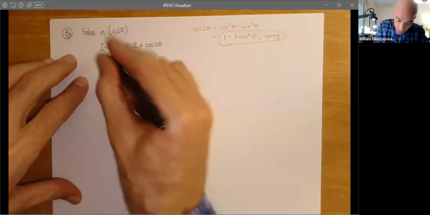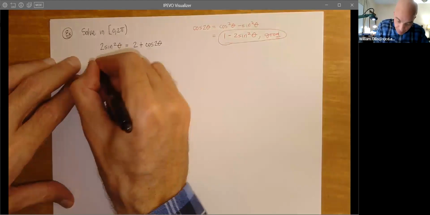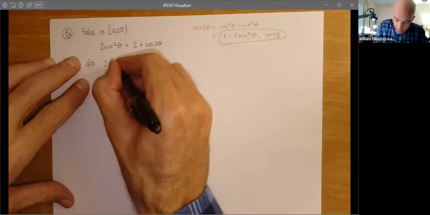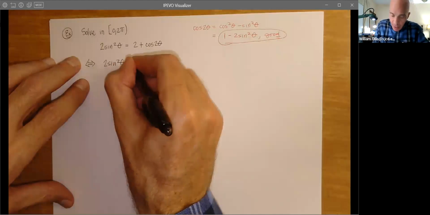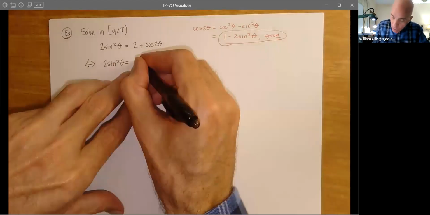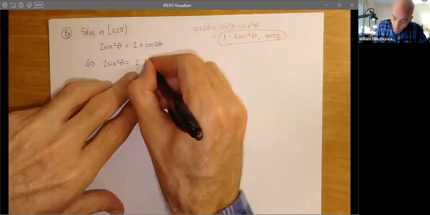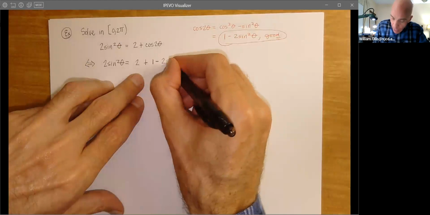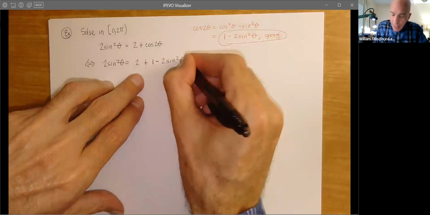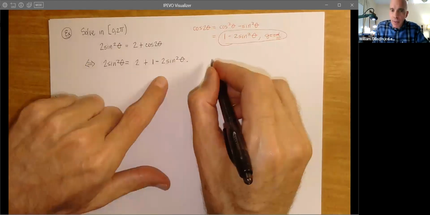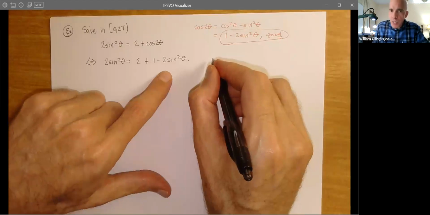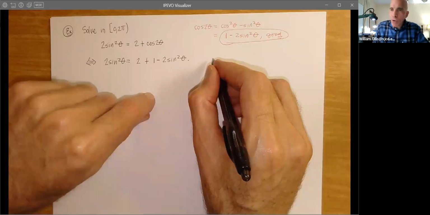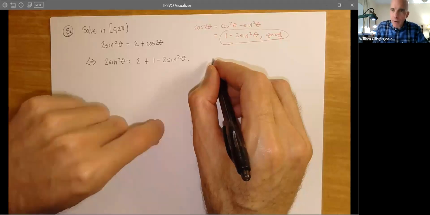So now, if and only if, we have 2 sine squared theta equals 2, plus 1 minus 2 sine squared theta. Now, again, these problems are solved using the consequences of the unit circle and algebra, identities, whatever.